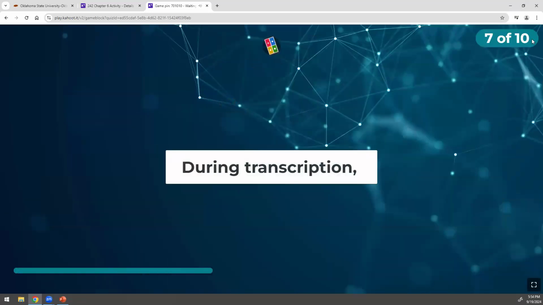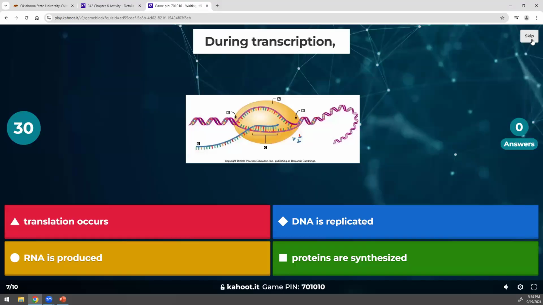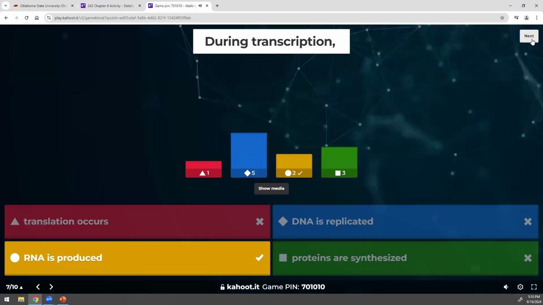Pretty good tool. So during transcription, what's going to happen? Now, this picture does apply to what's happening. This is actually a picture of transcription. I'll give you that. In transcription, RNA is going to be produced. And I'll write it up on the board here just so we can remember it again, because I know we're still learning this, and it's not that big of a deal that you guys aren't 100% on it.